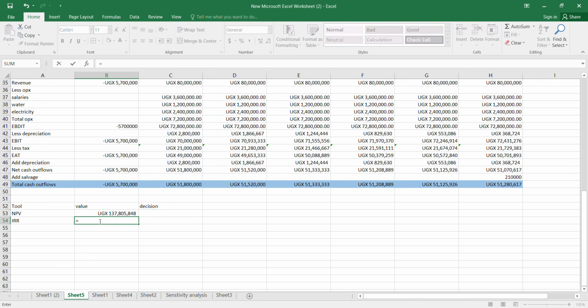Then for IRR, because we have an inbuilt formula of IRR, we shall take the values we are guessing from, and we shall use the inbuilt formula of IRR. We are taking from the negative 57 to this.